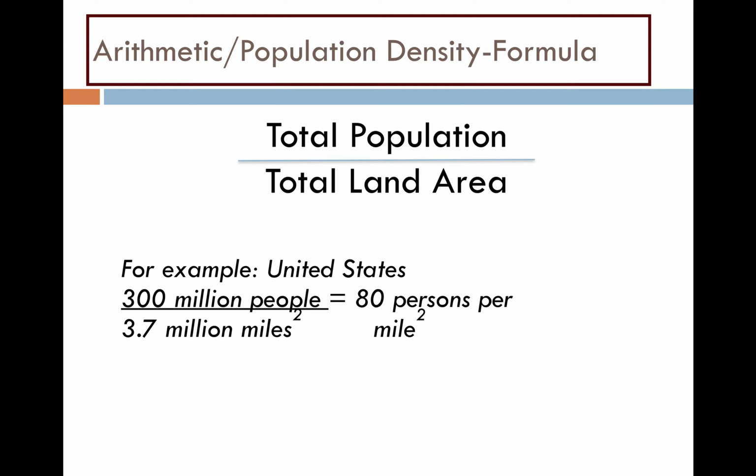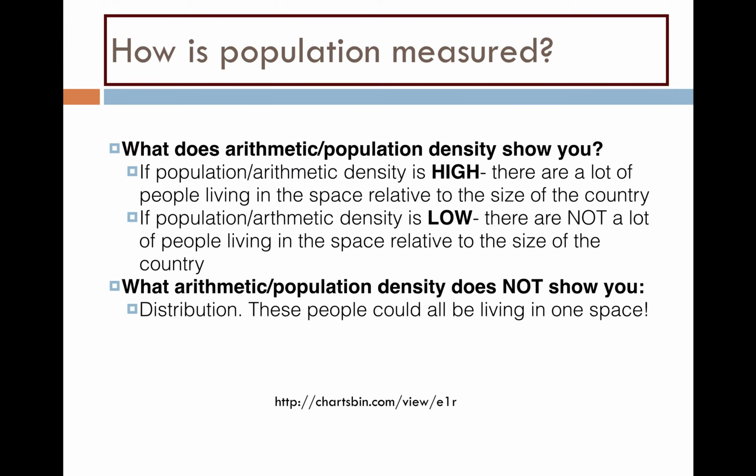So for example, in the United States, and these are estimates, and I think I actually crafted these two years ago, so they could be a little out of date. Let's say, just estimating, that we have 300 million people in the United States, approximately 3.7 million square miles. Our population density would be 80 persons per square mile, or 80 people per square mile. That's pretty straightforward, easy enough.